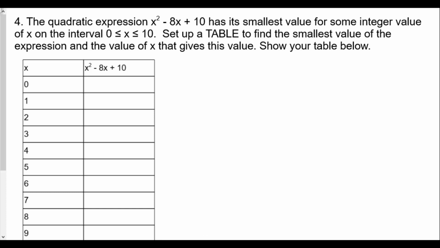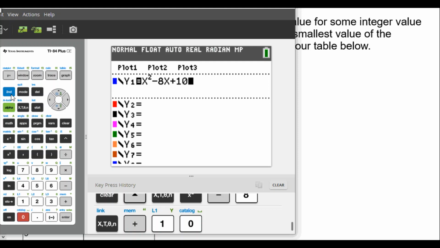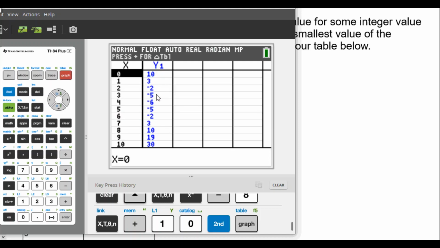So our 0 to 10, we're going to go to our second table, and notice all the values are written for us. Okay? So here from 0 to 10, we have 10, 3, -2, -5, -6, -5, -2, 3, 10, 19, and 30. So in this case, we see the smallest value is at x equals 4. The smallest value is -6. So we can fill in our table here.